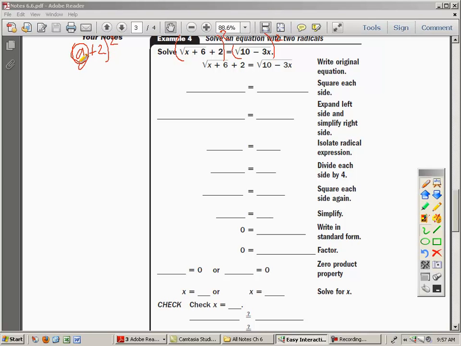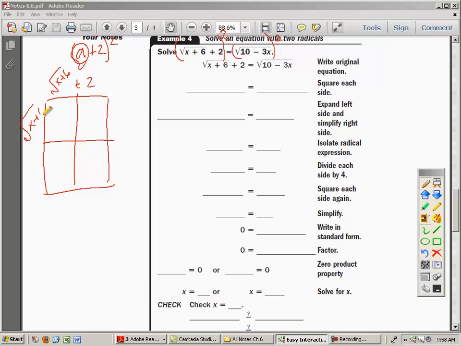Now, this becomes essentially like a binomial, a plus 2 squared. The only difference is now the a is the square root of x plus 6. So I'm going to multiply the square root of x plus 6 plus 2 times the square root of x plus 6 plus 2. Well, the square root of x plus 6 times the square root of x plus 6 becomes the square root of x plus 6 squared, which, as you know, effectively cancels out, and I'm left with x plus 6 in the first box. This box becomes 2 times the square root of x plus 6, 2 times the square root of x plus 6, and then 2 times 2 is simply 4.